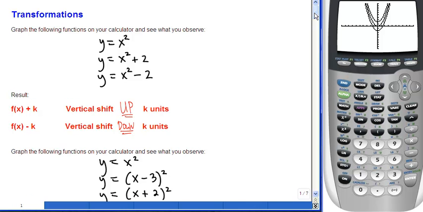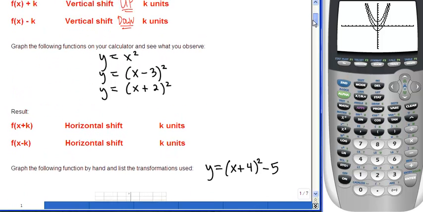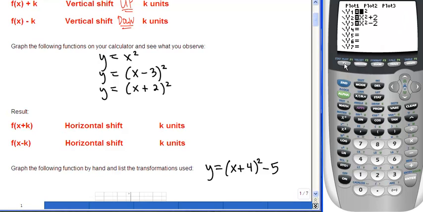Now that's important to notice because in the next examples, this time we're going to still add and subtract, but this time we're going to be adding and subtracting a constant inside of our parentheses. So if you look at these two examples, we have a minus 3 and a plus 2 right next to that x. So let's go back to our y equals, and I'm going to leave x squared in my y1, but this time in y2 and y3, I'm going to type in parentheses x minus 3 quantity squared and parentheses x plus 2 quantity squared.